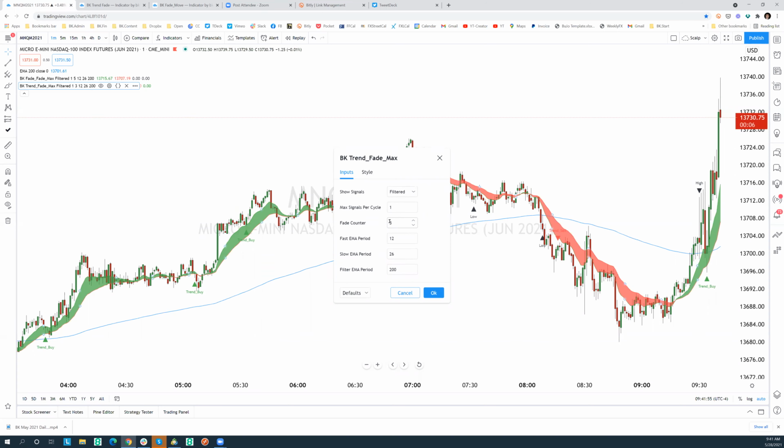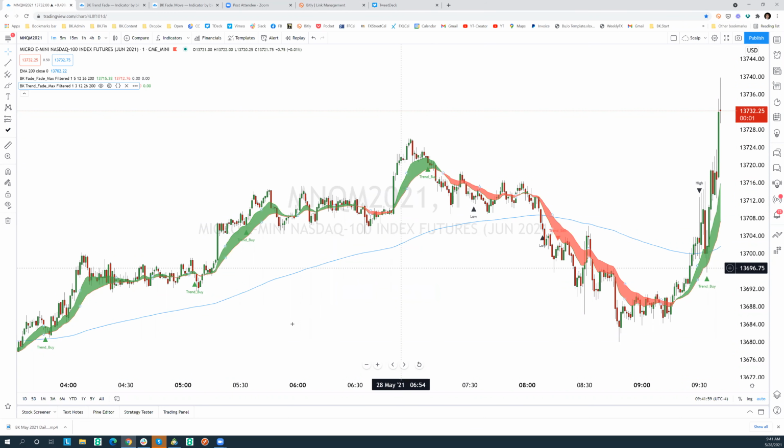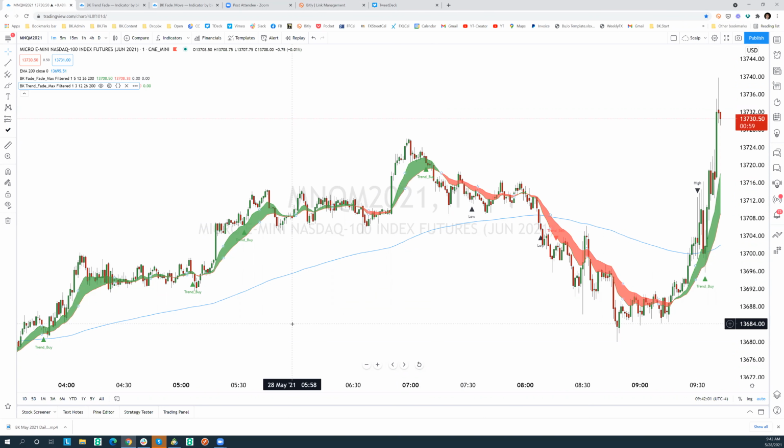Anyways, this has a max signals per cycle, which I've suppressed to 1. Because remember, I kept telling you, as long as you trade the first signal in the cycle, your probability should be between 70 to 80%. You're in that sweet zone of profit.